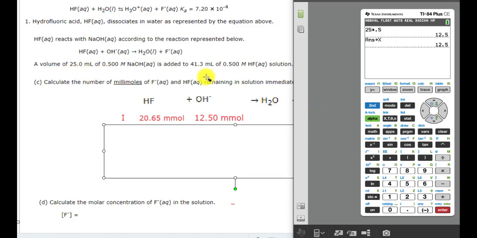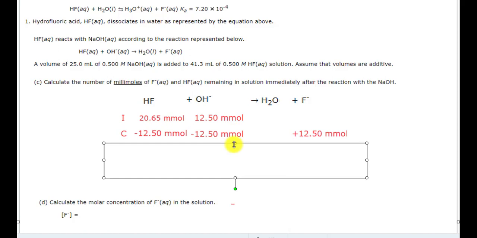And this is what we got the most of, 41.3 times 0.5 again. Okay, so we're going to have more moles of acid than we've got base. Maybe there's 0.5 in there, and it gives us 20.65. Yeah, my 20.65, exactly. Now, in the ice chart, you're going to have the change. Well, this is a full reaction, so this 12.5 millimoles is going to react with some of this stuff.